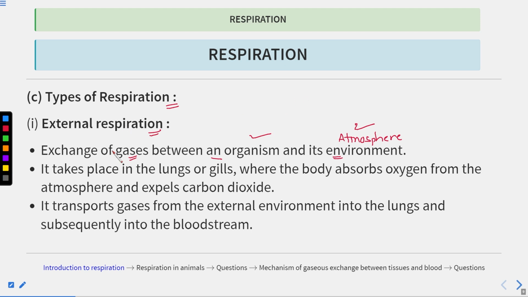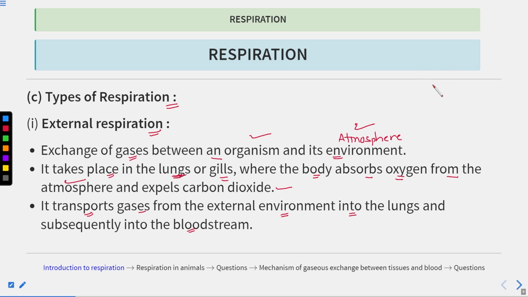Now, where does this external respiration take place? So it takes place in the lungs of the terrestrial organisms, or you can say gills of the aquatic organisms, where the body absorbs the oxygen from the atmosphere and expels the carbon dioxide. So what is happening here? The oxygen is absorbed from the atmosphere and it enters into the lungs. Okay, now it transports gases from the external environment into the lungs and subsequently into the bloodstream.